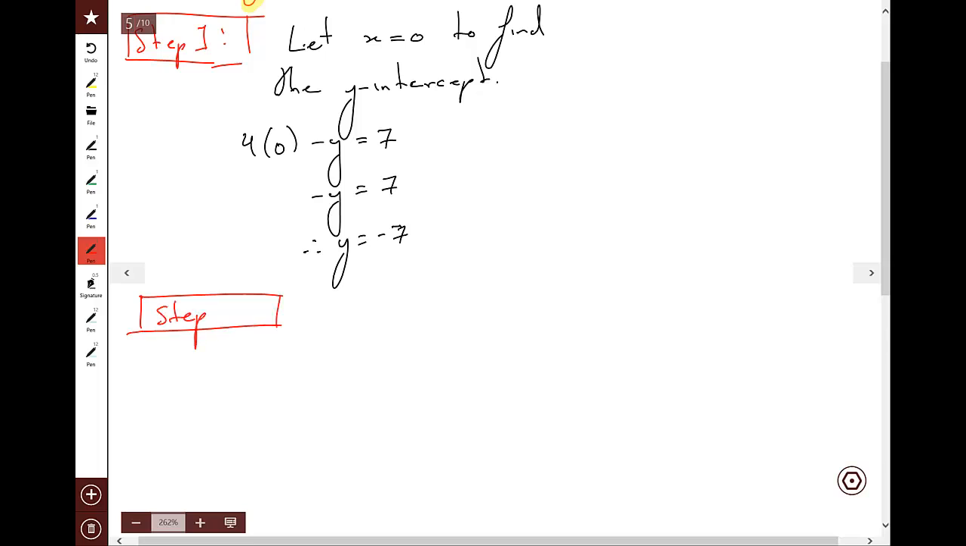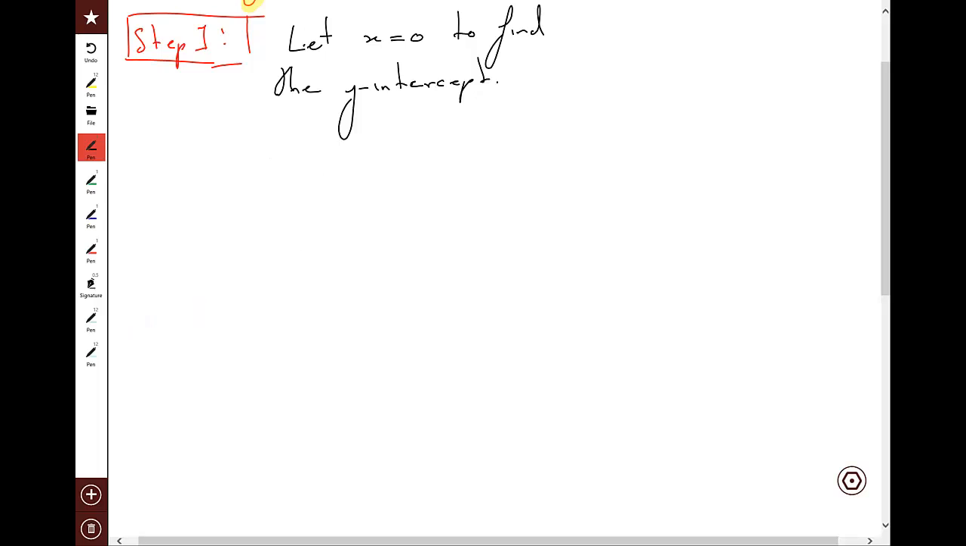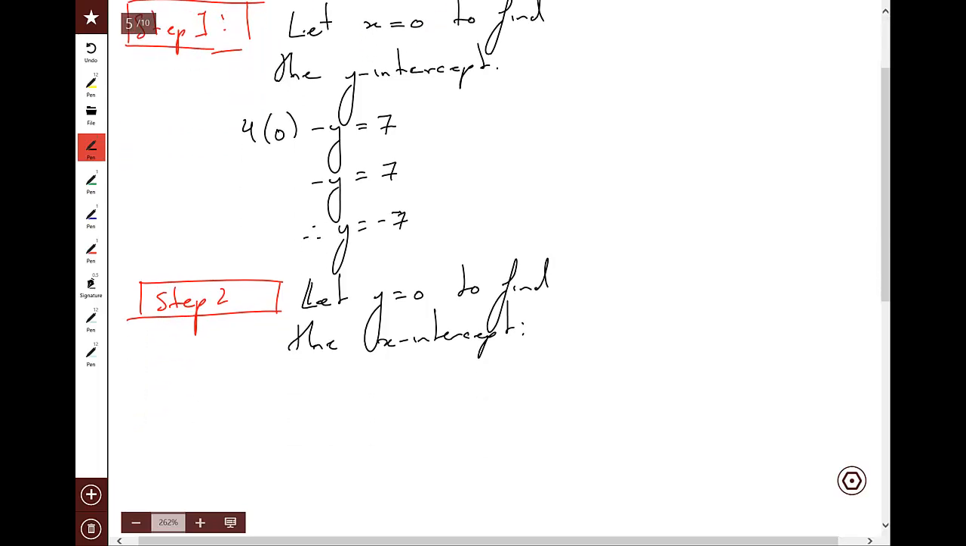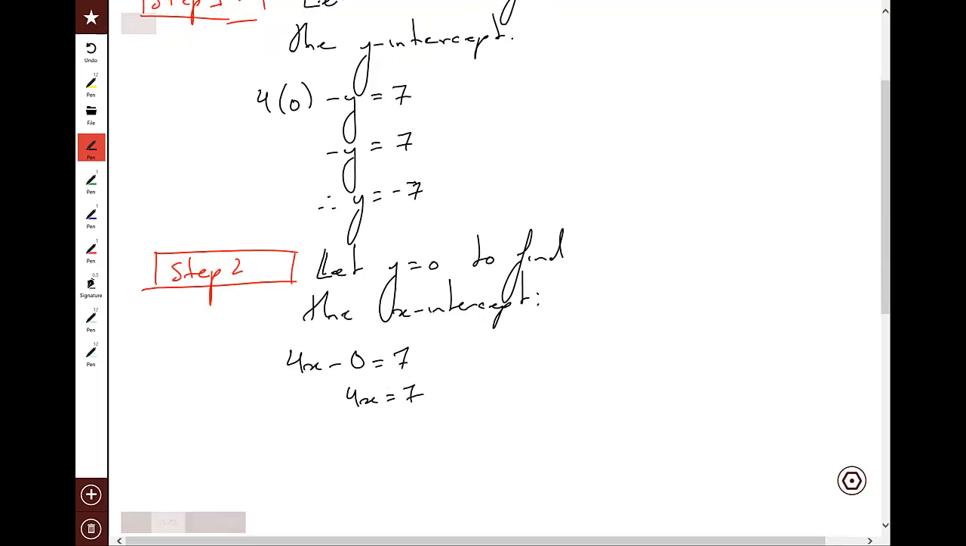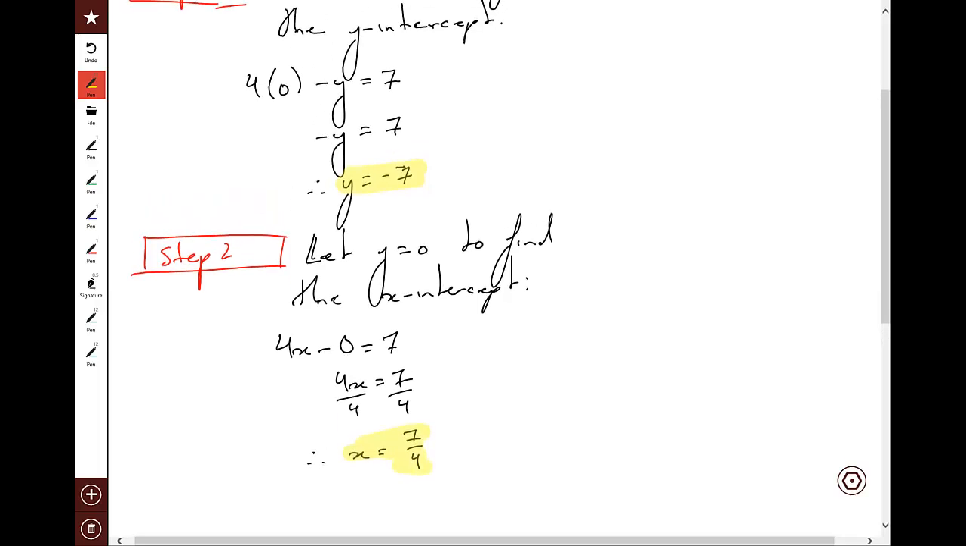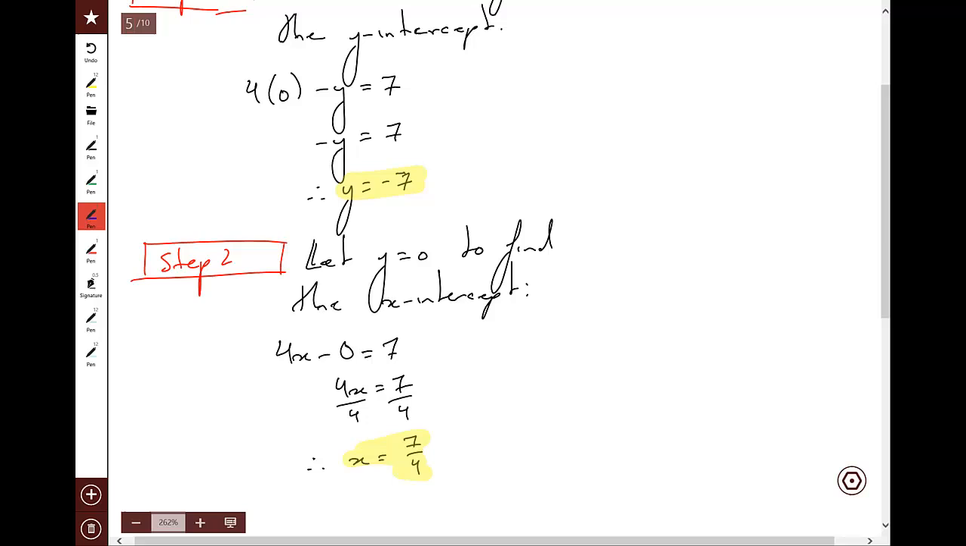So step 2, we're going to do the same thing, but now we're going to let y equals 0 to find the x-intercept. Okay, so if we replace y with 0, we end up with 4x minus 0 equals 7, so 4x equals 7, and if we divide both sides by 4, we therefore have x equals 7 on 4. Okay, so we have our two intercepts, y equals -7 is an intercept, and x equals 7 on 4 is an intercept. We go ahead and rule our axes.